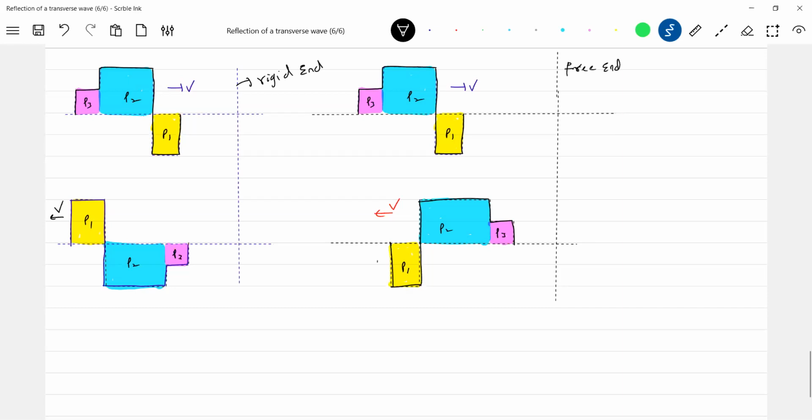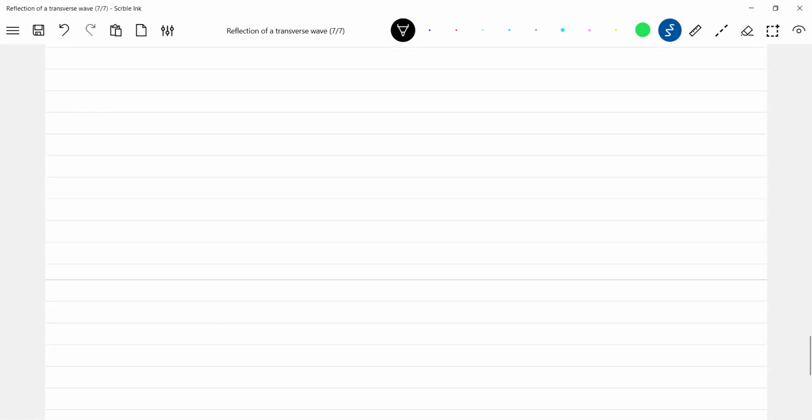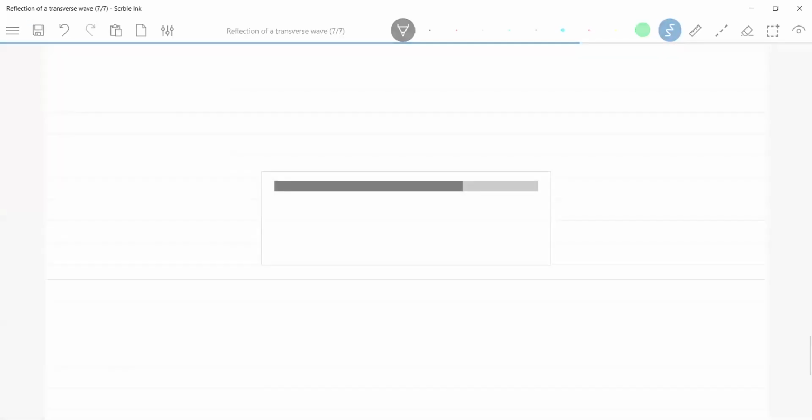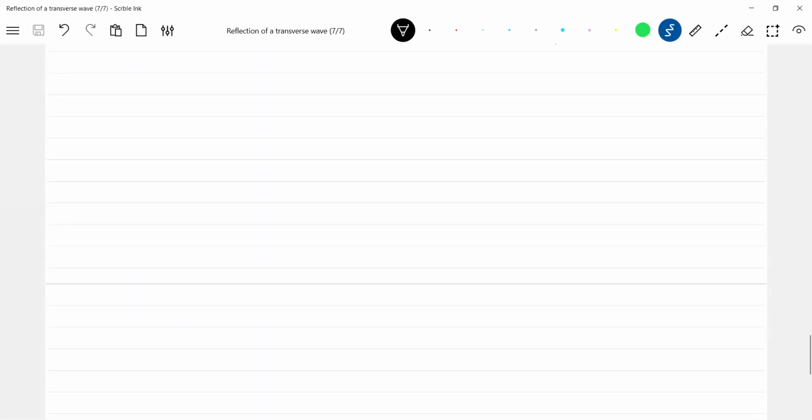Completed. Okay, let's go for the sine wave, because this is the diagrammatic representation, but practically we are more interested in the sine wave. When a transverse wave propagates on a rope, the shape of the rope will be like a sine wave. We are interested in that one. Let's see, if the incident wave is a sine wave, what will happen to the reflected wave? I may not be able to draw the diagram.